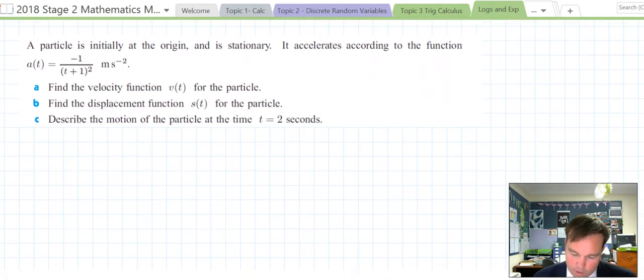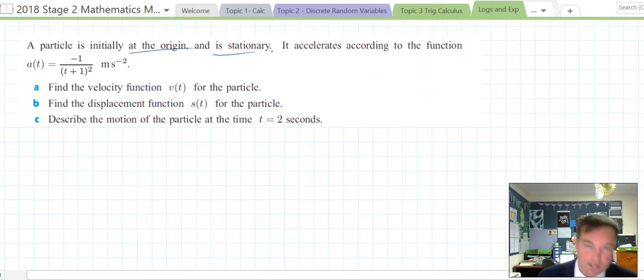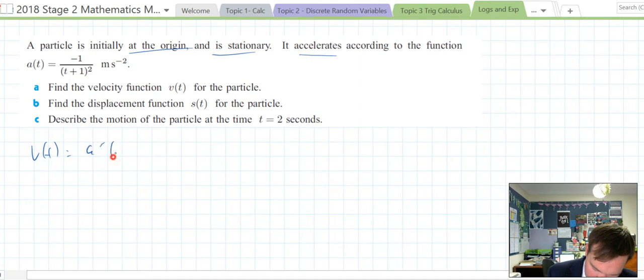The particle is initially at the origin and is stationary. Alright, so you're already thinking kinematics, and we're given our initial condition. It accelerates, so we know we're dealing with an acceleration function, given this. The velocity is to find V of t equals a dash t.